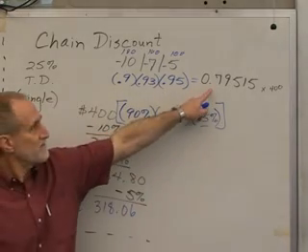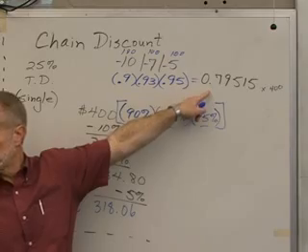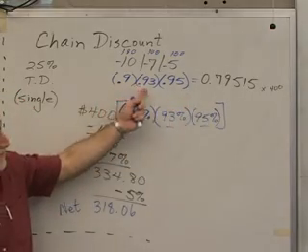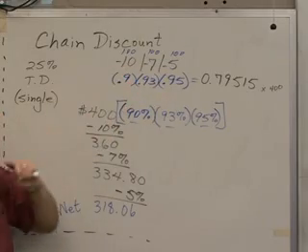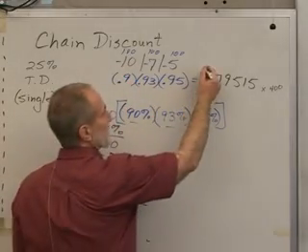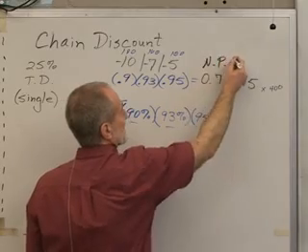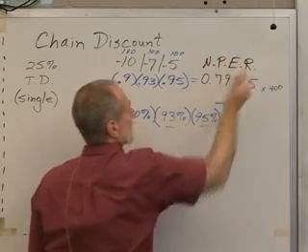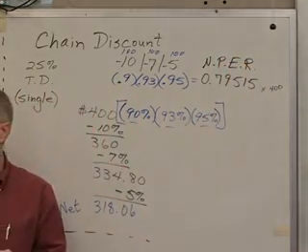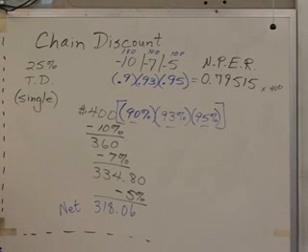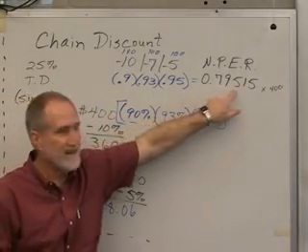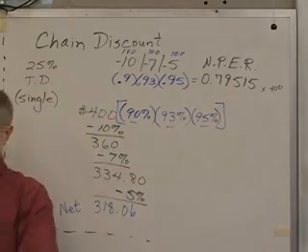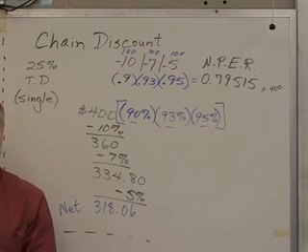We call the product of the complements of the chain discount amounts, it's not always 5 digits, but we call this thing the net price equivalent rate. In other words, after all is said and done, we're going to pay about 79.5% for this item. That's our net price rate.